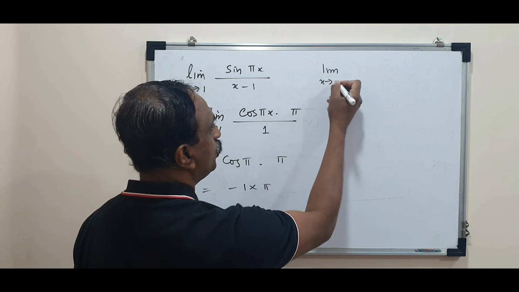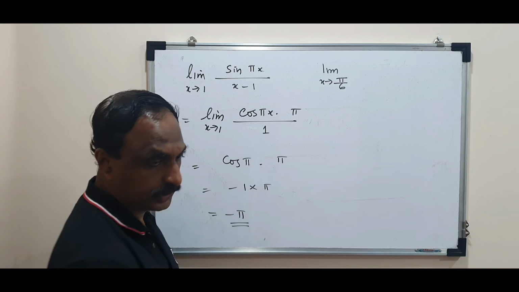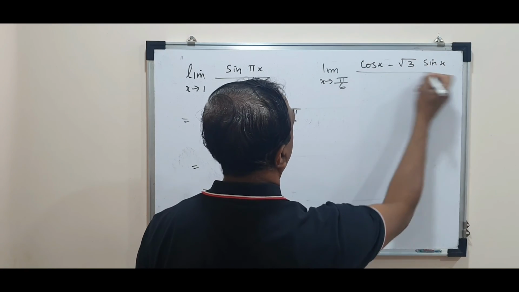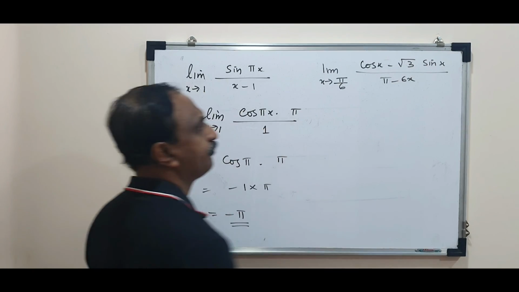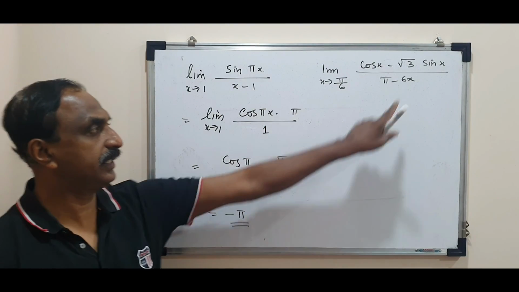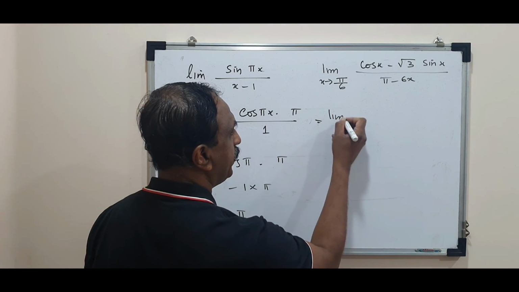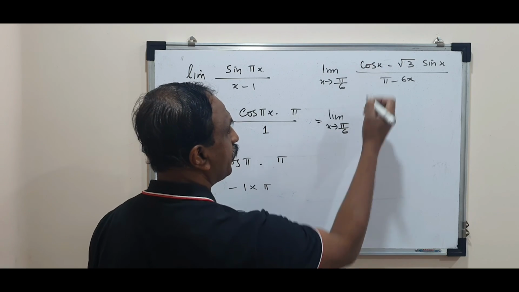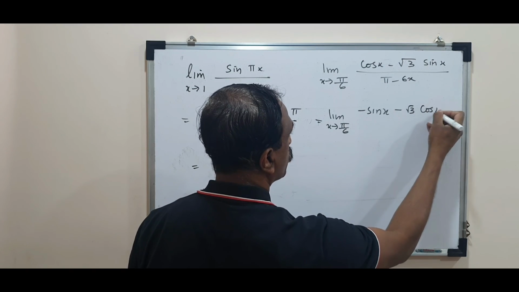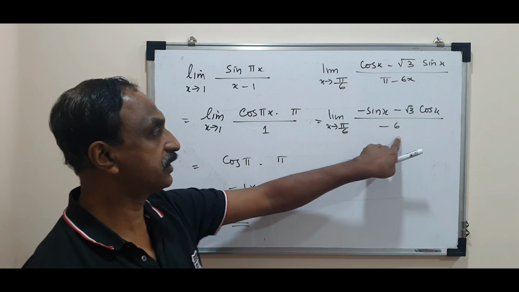One more problem I'll do with this. Limit x tending to, let's say, pi by 6, cos x minus root 3 sin x divided by pi minus 6x. Here also substitution, both of them you can apply substitution method, but whenever degree is 1, the derivative method will be the easiest method. So I will find the derivative of the numerator, derivative of cos is minus sin x, derivative of minus root 3 into derivative of sin x, that is cos x, upon minus 6. Derivative of pi is 0, derivative of minus 6x is minus 6.